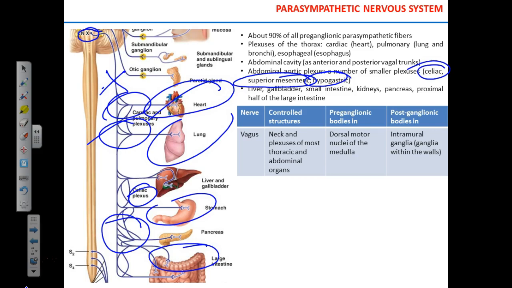What does parasympathetic do to the heart rate? It brings it down. So if you cut the nerve, what's going to happen to the heart rate? It's going to go up, right? What's going to happen to the digestive activities? Constipation. Yeah, it's going to decrease. It means constipation.